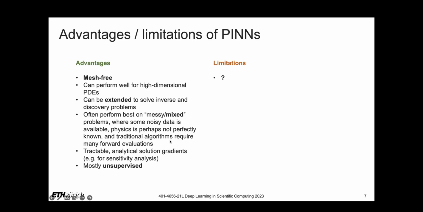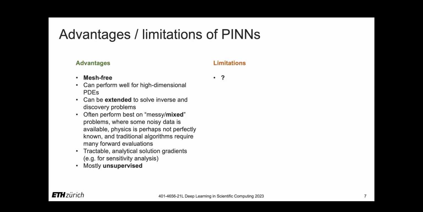This is typically a situation where traditional algorithms would require many forward evaluations. So you would have to run your finite difference simulation many times, which is expensive. Typically, this is where PINNs will perform the best, and we'll get onto why that is later. They also have analytical gradients, which is useful once you've learned your solution, if you want to do some sort of sensitivity analysis on it, for example. And PINNs, compared to naive data-driven machine learning, are basically unsupervised. You only need information about the solution at the boundaries. This is really cool as well, compared to these data-driven methods.